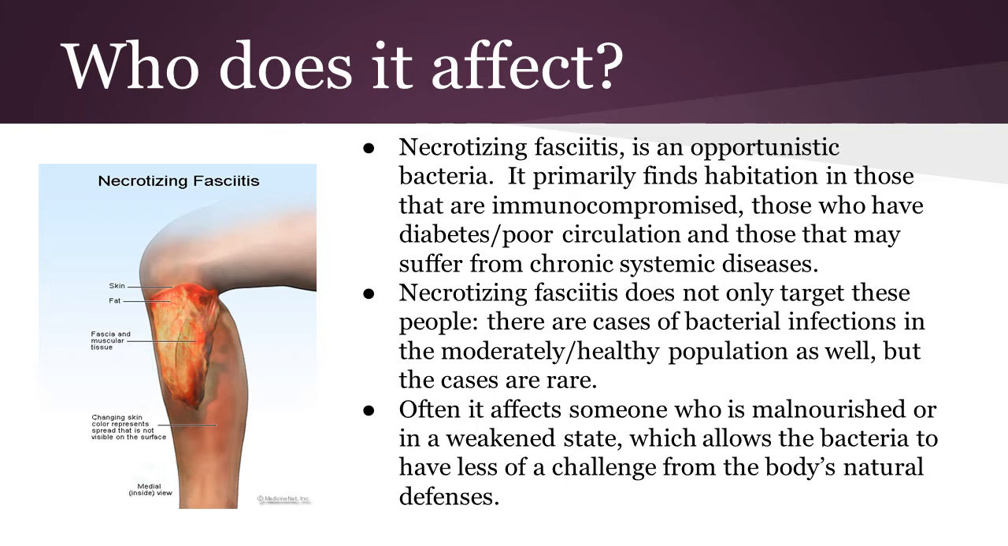Who does it affect? Necrotizing fasciitis is an opportunistic bacteria. It primarily finds habitation in those who are immunocompromised, those who have diabetes, poor circulation, and those who suffer from chronic systemic diseases. Necrotizing fasciitis does not only target these people. There are cases of bacterial infections in the moderately to healthy population as well, but often these cases are rare. More often it affects someone who is malnourished or in a weakened state, which allows the bacteria to have less of a challenge from the body's natural defenses.